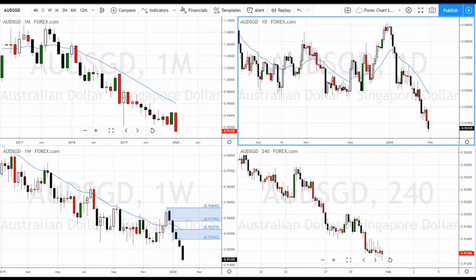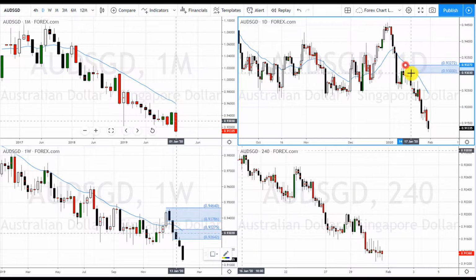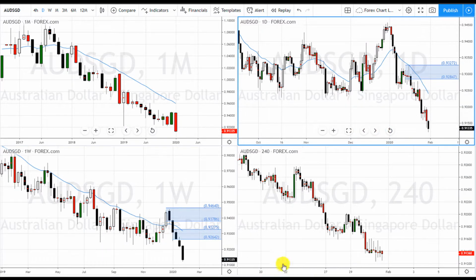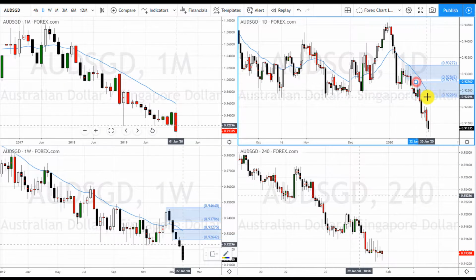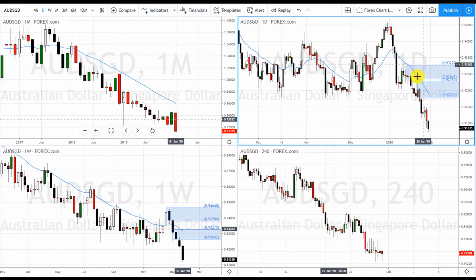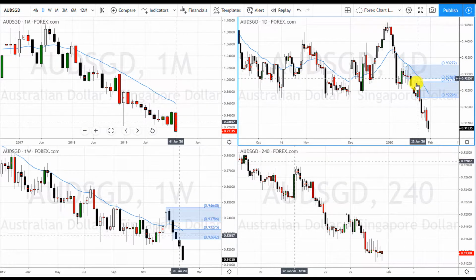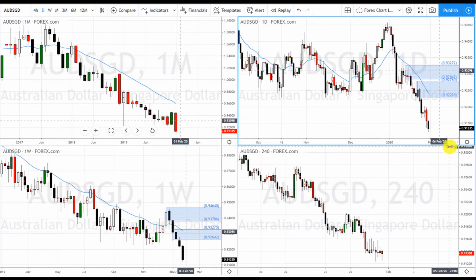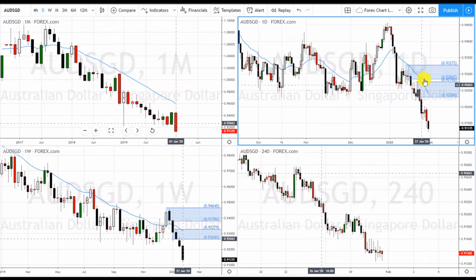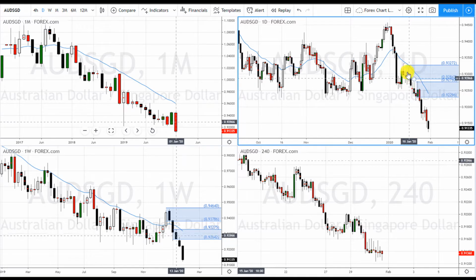So this is what we have on the daily. We have an area of supply created up here, and another one created right here, but I would lean more on this one because this is the supply zone at the extreme of this move to the downside. So this is the one that is more likely to hold.